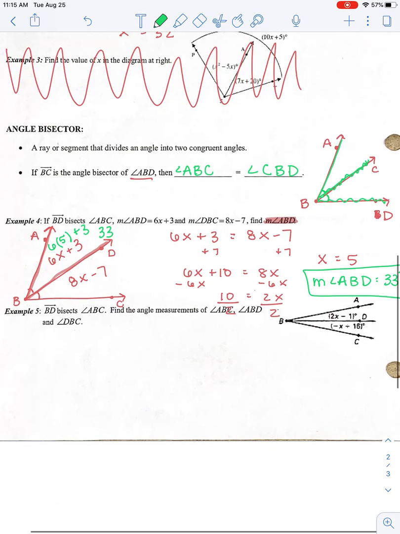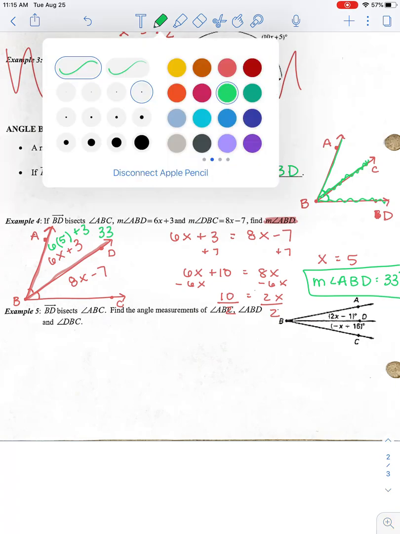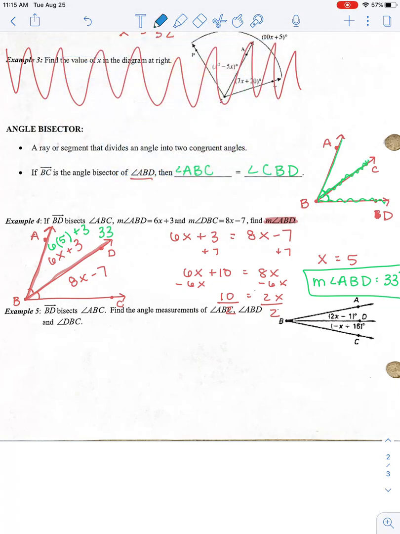Perfect. One last one here. Try this one on your own first. See how you do. Just so you kind of see, I know it's kind of hard to see this one. Again, sorry for the bad picture. This one right here says 2x minus 1. This one says negative x plus 16 there. After you're done trying it, unpause the video and check in.